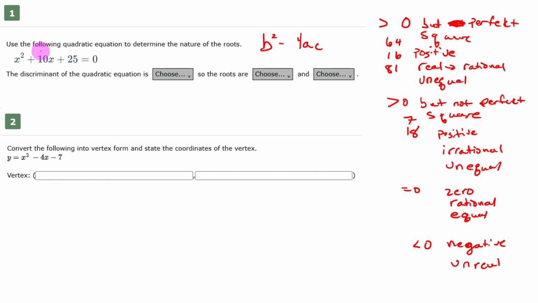So b squared minus 4ac. b is 10, a is 1, and c is 25. So we're doing 10 squared minus 4 times 1 times 25. Well, this is 100. 4 times 25 is 100. So we get 0. So it's this one: 0, rational, equal.